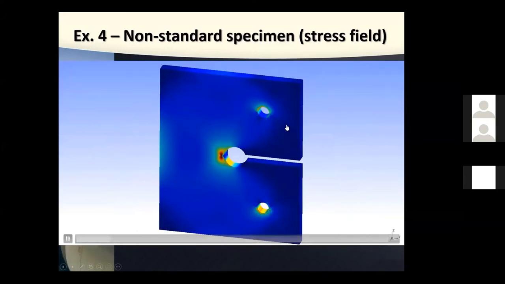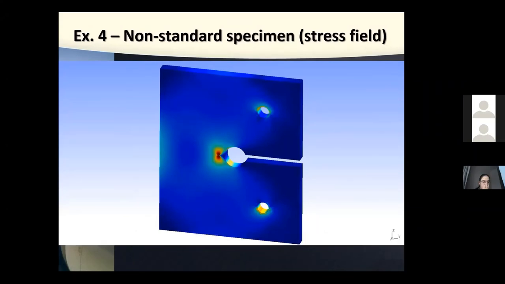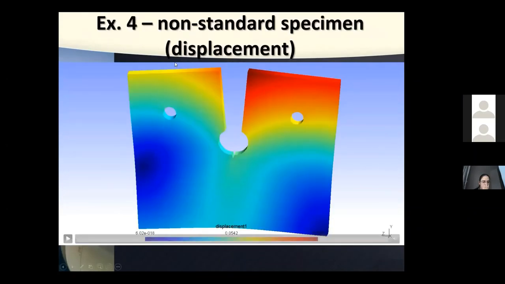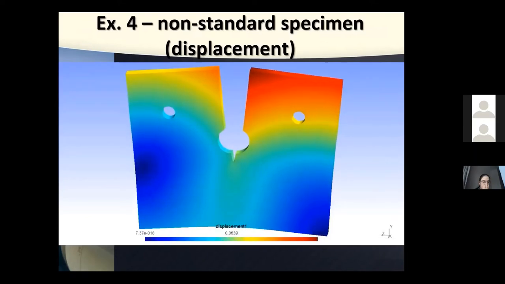So I can confirm the results using standard specimens, because for standard specimens we usually have analytical solutions. Then I can also define non-standard specimen, which is the next step to real structure, geometry that will be used in service, because let's not forget, we do not use specimens in structures. We use real components and real parts.